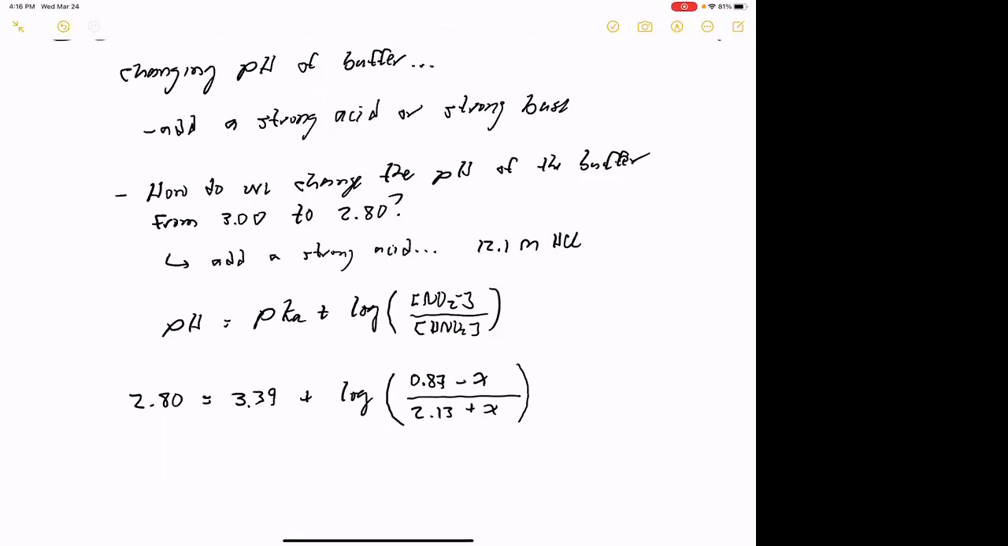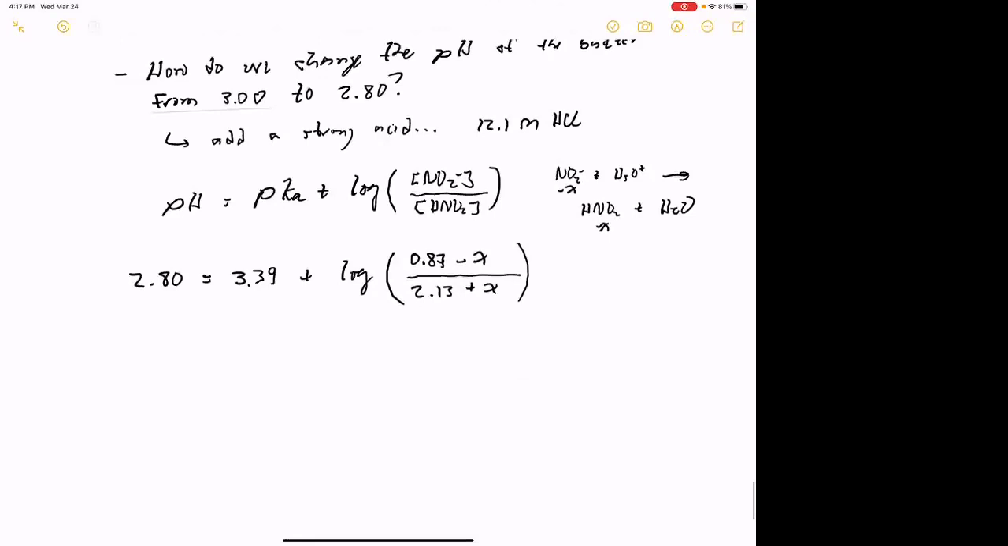I'm doing that by adding, and I can show it here. It's this reaction. It's NO2 minus plus the hydronium ion coming from the strong acid, right? And then what are you going to make? You're going to make HNO2 and H2O, right? So if I'm losing X of that, I have to be making X of that. Does it make sense? Yeah. Okay, good. All right, so that's how I got to that equation.